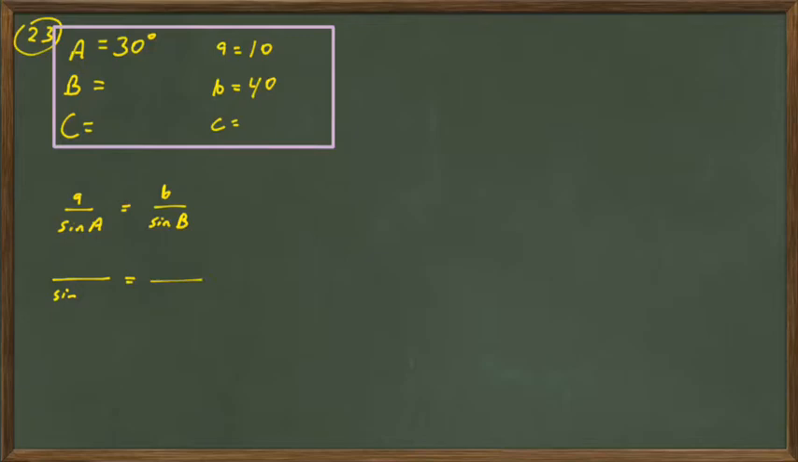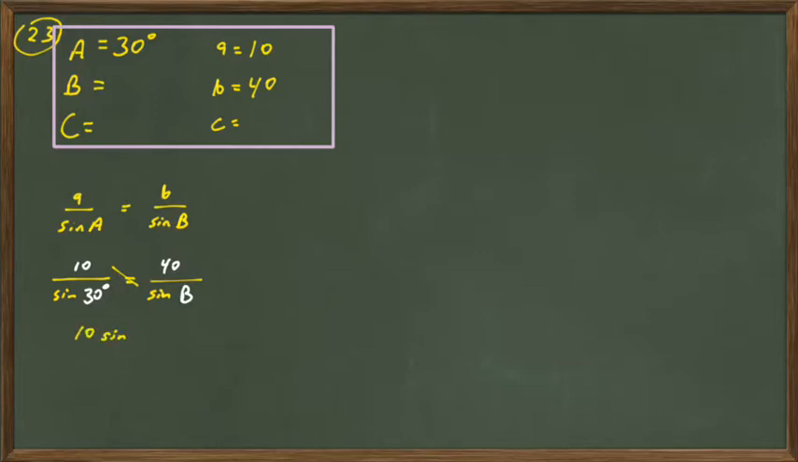Because I know something about one of the B's. I don't know anything about the C's. Angle A is 30 degrees. Side A is 10. Side B is 40. I do not know angle B. So I'm going to cross multiply and solve.